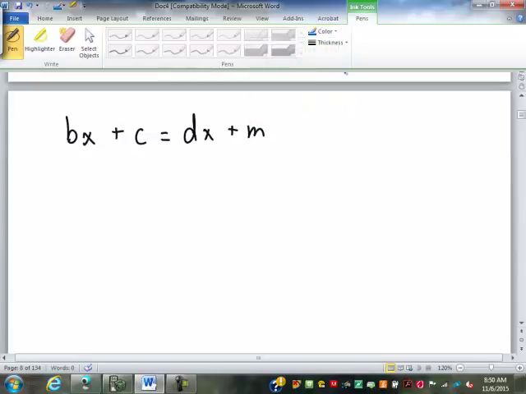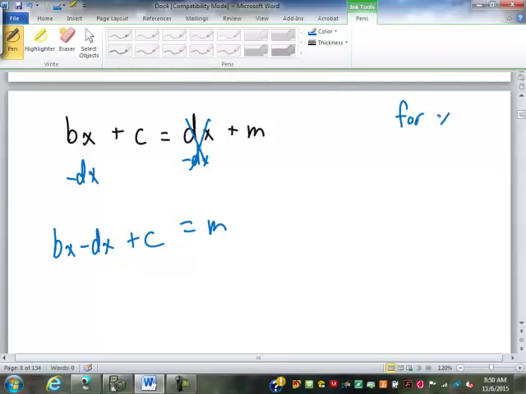This one's a little bit cruel, but we have to get rid of one of the x's, right? Usually get rid of the smaller one. We have no clue. A, B comes before D. We just decide. We can pick whatever we want to. I'm just going to do this. I'm going to subtract the dx. So bx minus dx is just bx minus dx.